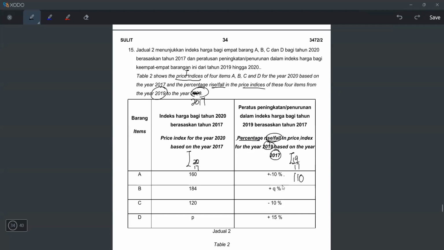What about this one, plus Q? So it'll be 100 plus Q. Yes, that will be the I. Here will be what? 100 minus 10, 90. Then only it will become the I. And then 100 plus 15, 115. Then only it becomes the I. If you don't do that, it's just a percentage. So you have to do that, so it becomes the I.